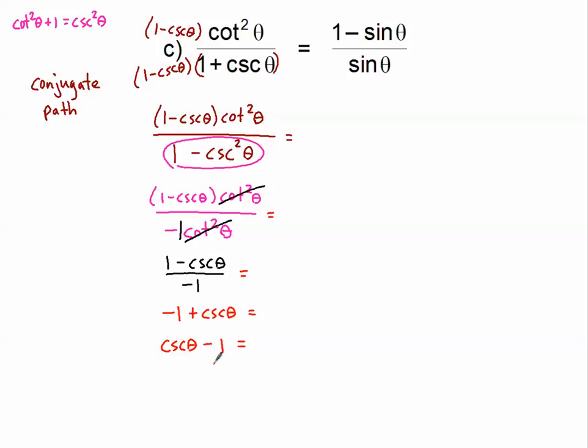And then this is exactly where we were in the previous example, where we converted to the reciprocal 1 over the sine and changed this to sine over sine. And then we got our 1 minus sine divided by sine because they have the same denominators.